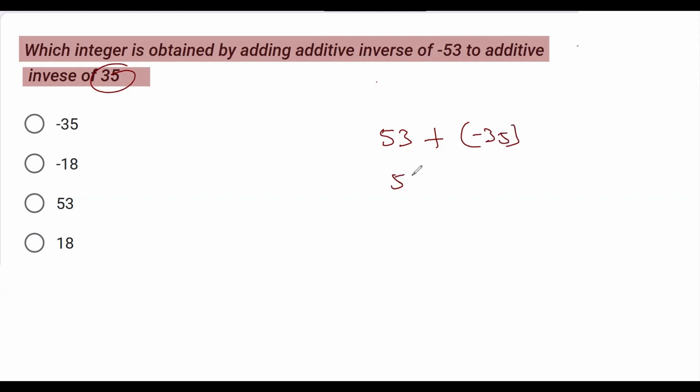So this is 53 plus minus 35, and plus times minus is minus. So we are going to subtract here, that is subtracting 35 from 53. It should give you 18. So we'll say that this is the correct answer.